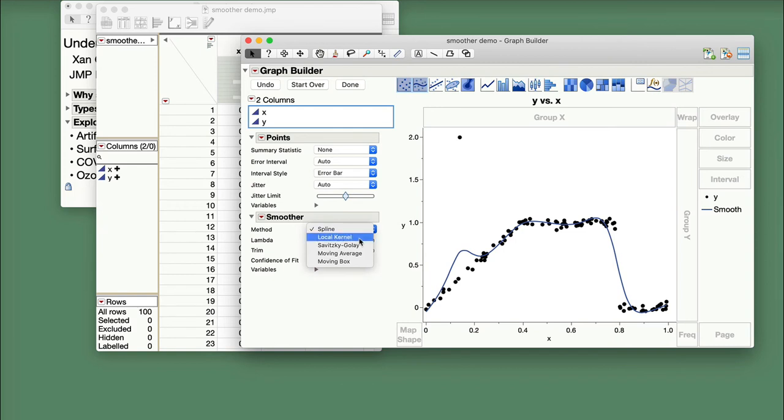Let's take a look at some of these others. The loess is called local kernel in JMP. It's more of a generalized loess, but the idea is the same, and it fits very well, in fact, just with the default parameters, and it's ignoring this outlier because of that robustness pass. We can turn that off, and now it's going to try to follow that outlier. We can also change the bandwidth for that local neighborhood. So that's the loess fit on this data.